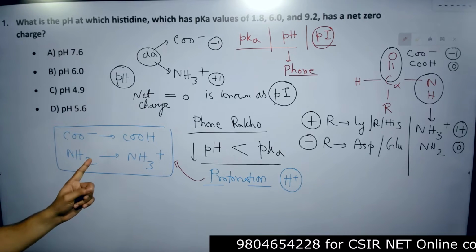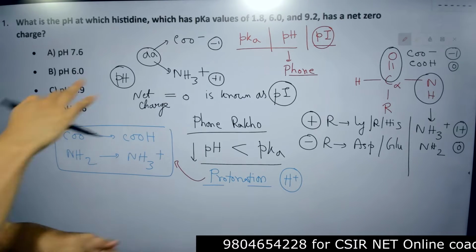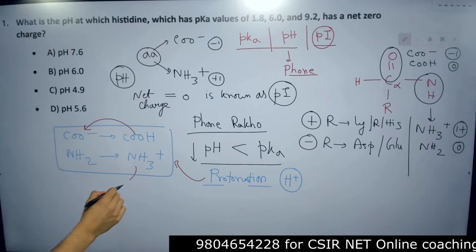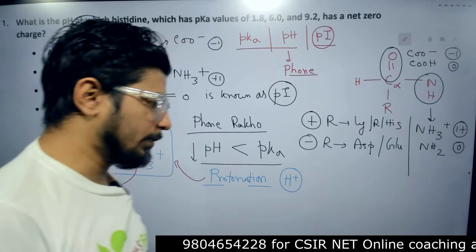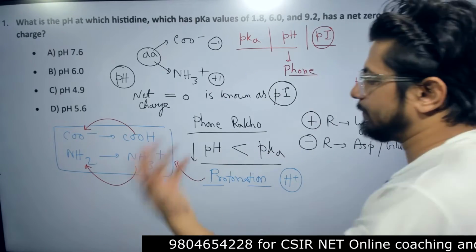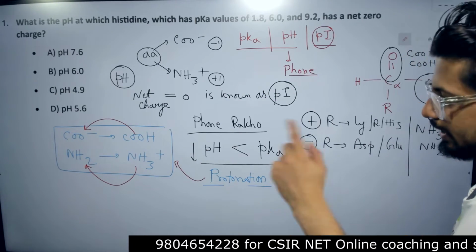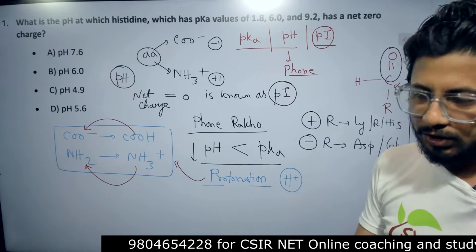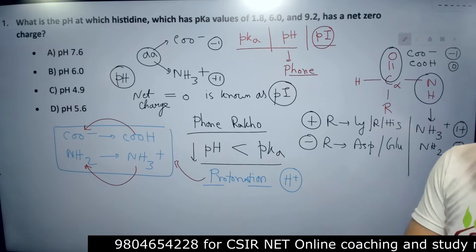What is deprotonation? The reversal of that. So COOH becomes CO minus and NH3 plus becomes NH2. That is deprotonation, so the reverse is deprotonation. So when does protonation happen? When the pH is lower than pK, protonation. When the pH is higher than pK, deprotonation.